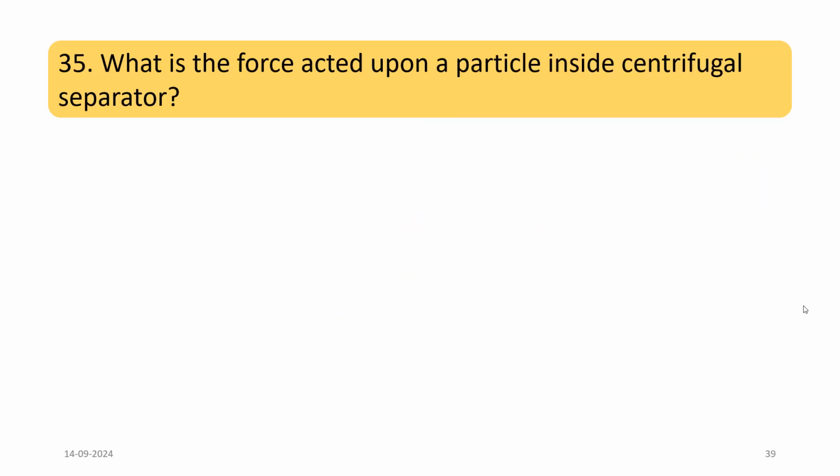Next, what is the force acted upon a particle inside a centrifugal separator? Inside a centrifugal separator, the centrifugal force is m v theta square by r. M is the mass of the particle, r is the radius of the cyclone separator, and v theta is the angular velocity. Okay, right?